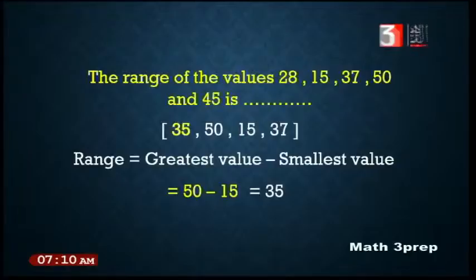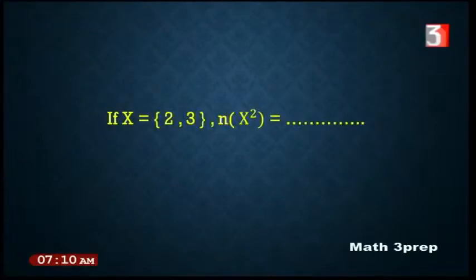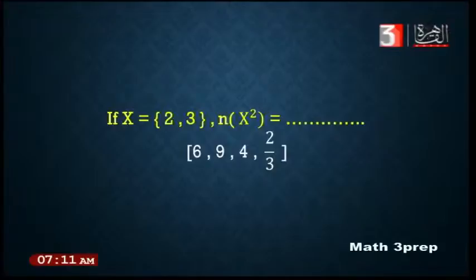Another example, if x equals {2, 3}, the number of elements of x2 equals what? Is it 6, 9, 4, or 2 over 3? Yes, all of you know that x equals {2, 3}, so the number of elements of x is 2 elements. Then what about the number of elements of x2? Yes, it is 2 times 2, gives a result as 4, which is the third choice.